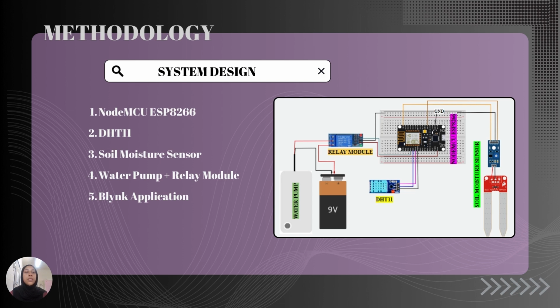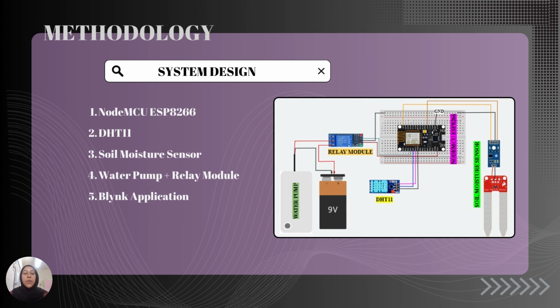Next, the methodology for the system design. It uses the NodeMCU-ESP8266, which is used as the microcontroller for the system, and it will gather the data from the various sensors. Next is the DHT11 sensor. It is used to measure the humidity and temperature surrounding the plants. The third one is the soil moisture sensor, which is used to measure the moisture content in the soil, and also provide the data to NodeMCU to determine the watering.